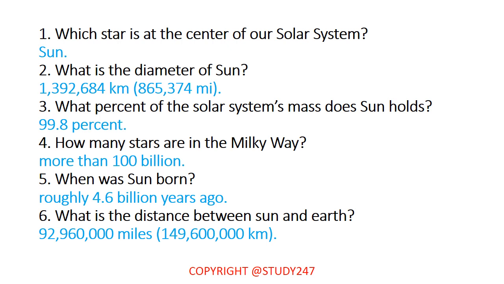8,65,374 mile. What percent of solar system's mass does Sun hold? 99.8%. How many stars are there in the Milky Way? More than 100 billion. When was Sun born? Roughly about 4.6 billion years ago. What is the distance between the Sun and the Earth? 92,960,000.